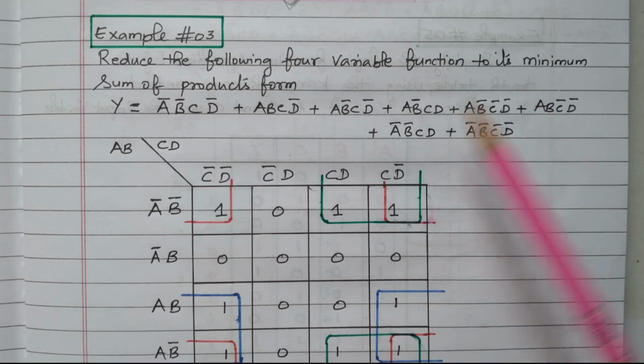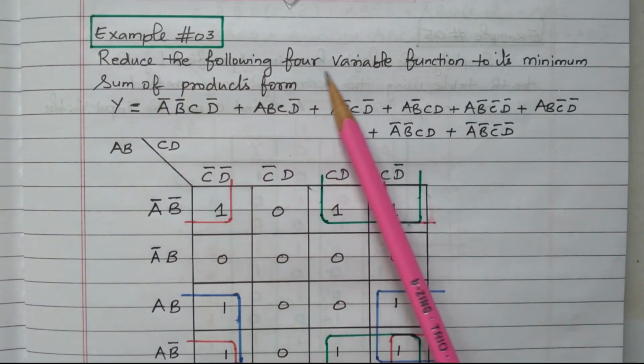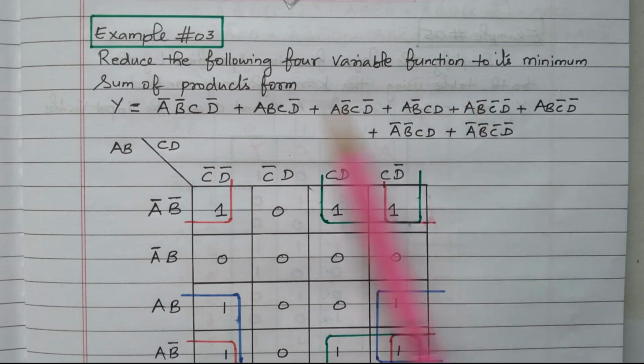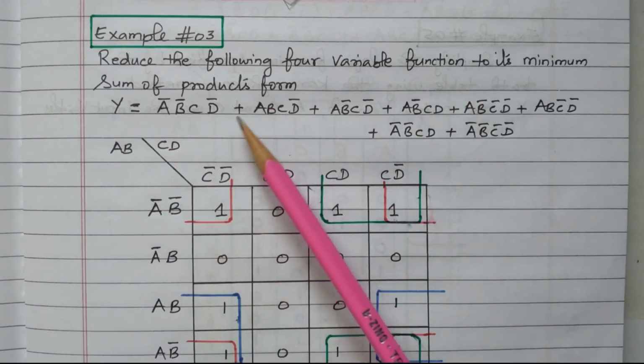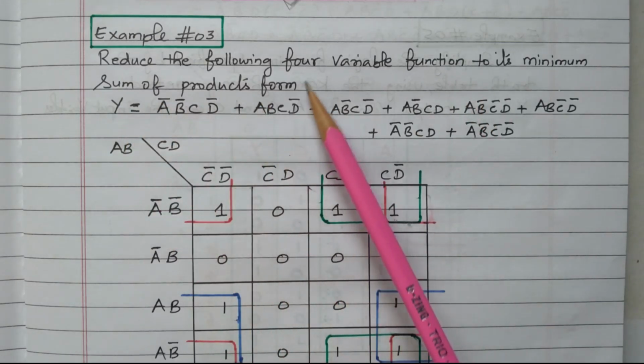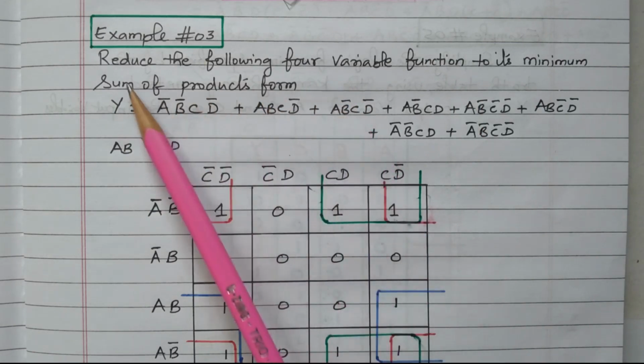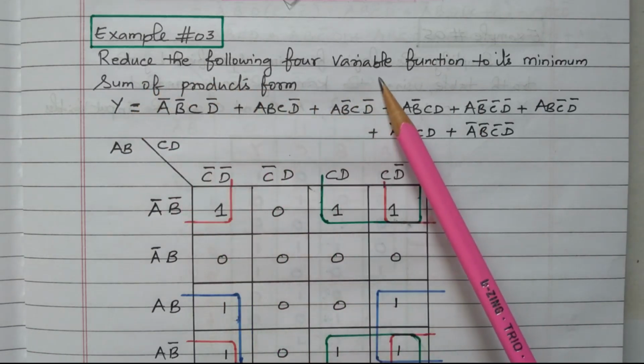Now we'll go to the topic. Reduce the following 4 variable function to its minimum sum of product form. It is available in SOP form. 4 variables are available. We have to reduce the expression. Reduce this expression using the K-map.